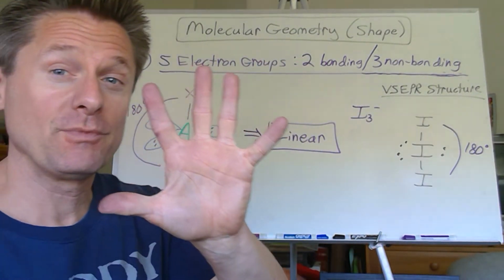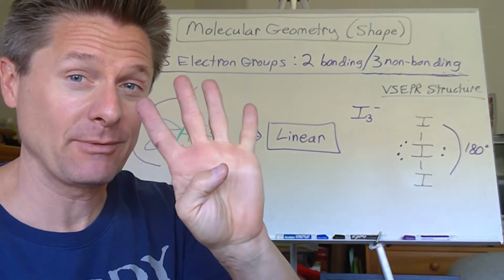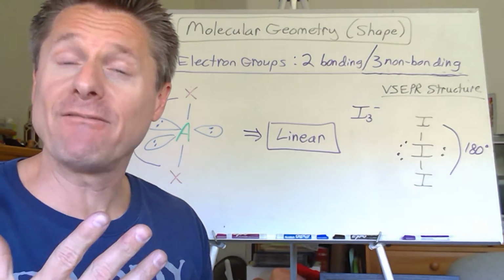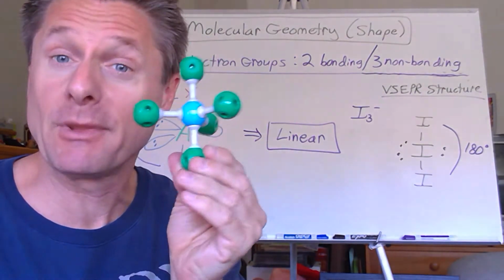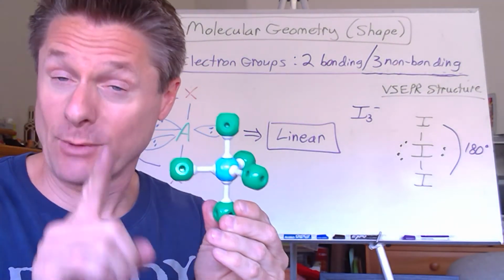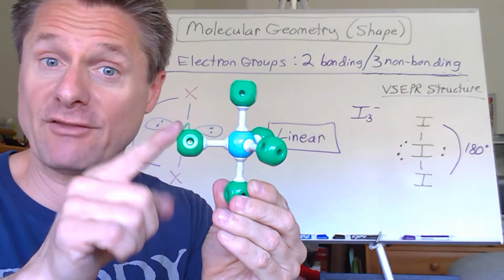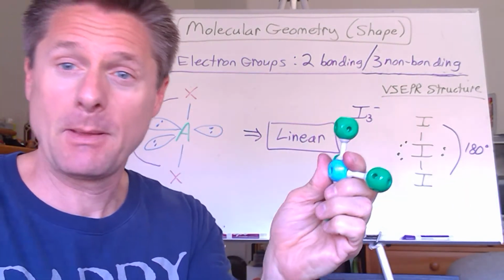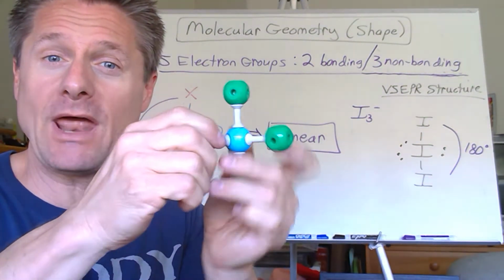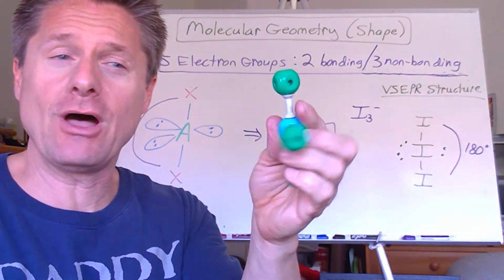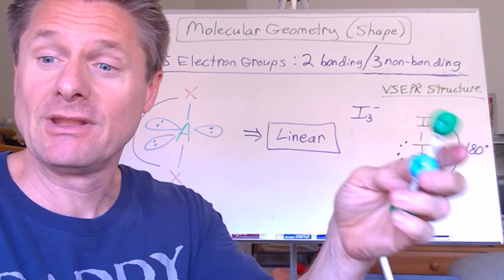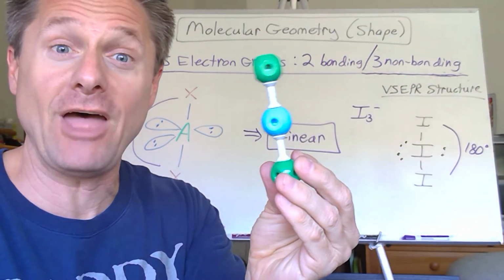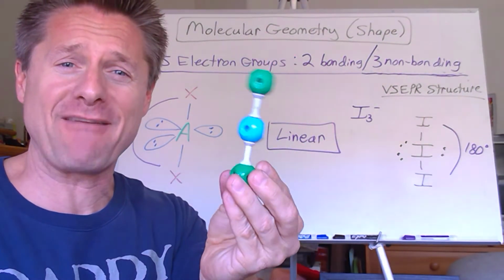5 electron groups. 2 are bonding, 3 are non-bonding, okay? So 5 electron groups gives you a trigonal bipyramid electron group geometry, but we have 3 lone pairs, right? So take the first one out of the equatorial position, gone. Second one out of the equatorial position, gone. Third one out of the equatorial position, gone. What are you left with? A straight line, my friends, right?